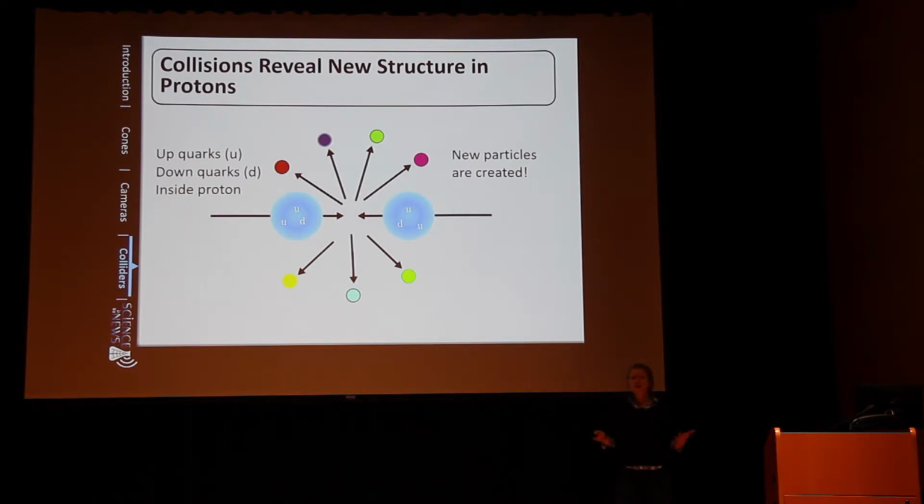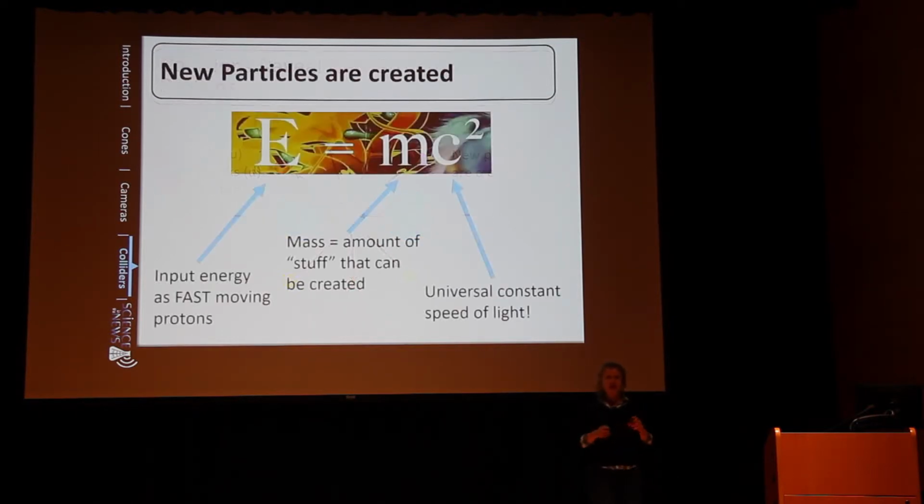But how is this so? There weren't electrons or photons or exotic particles inside the proton. The answer lies in Einstein's famous equation, E = mc². The total input energy of the fast-moving protons that we collide together is equal to the total mass of the particles that are created times the speed of light squared.